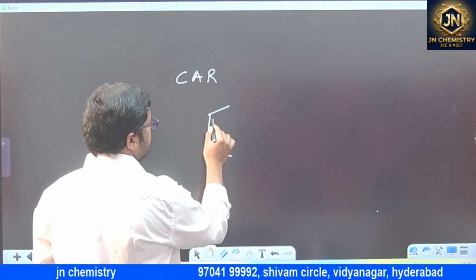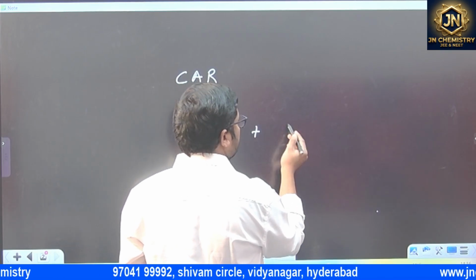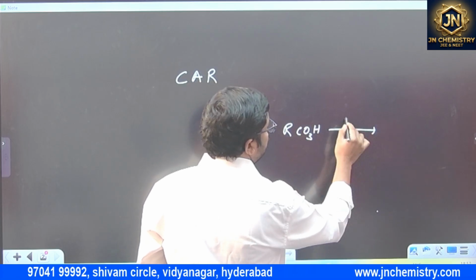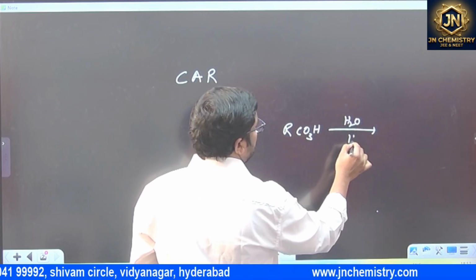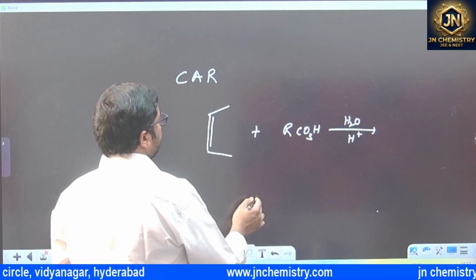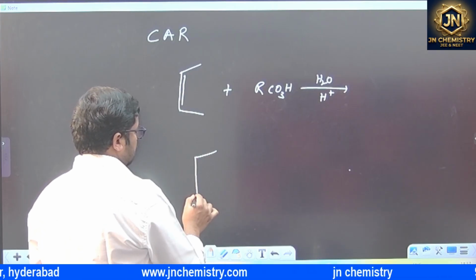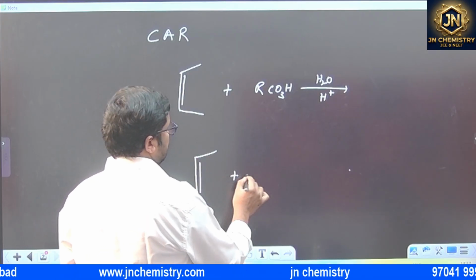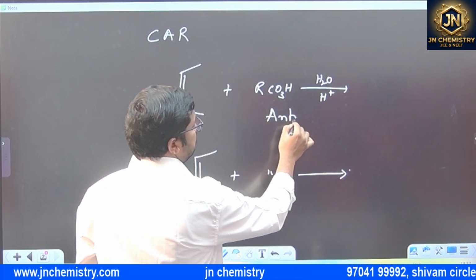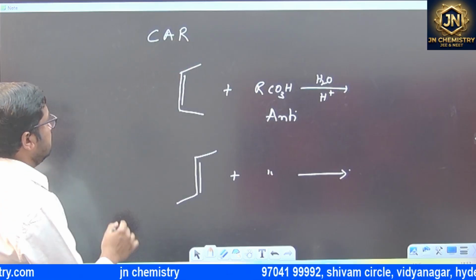I am just taking the cis alkene, with MCPBA, RCO3H, H2O, H plus. Write it down. Cis and trans. This is anti-addition, right? Cis anti-addition will get racemic mixture.